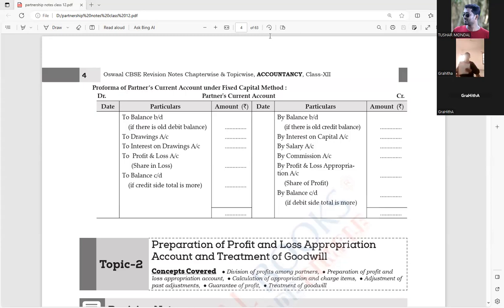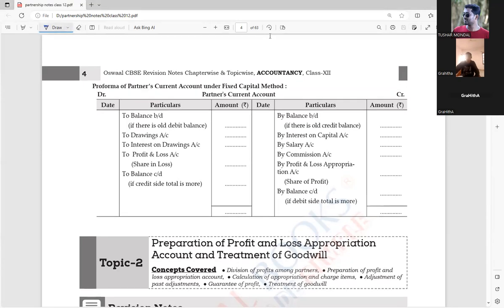So last class we started the performa of partners' current account and capital account. Here we have seen two types of partners' capital account in a partnership firm. In two conditions we use the partners' capital account method. One is when the firm does not want the capital it contributed to change, at that time we use the fixed capital method.